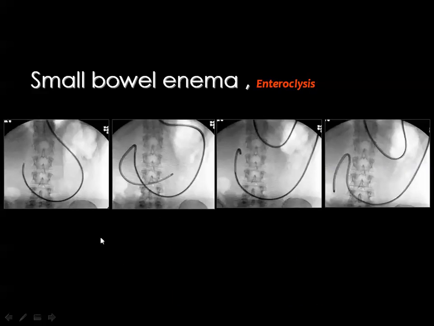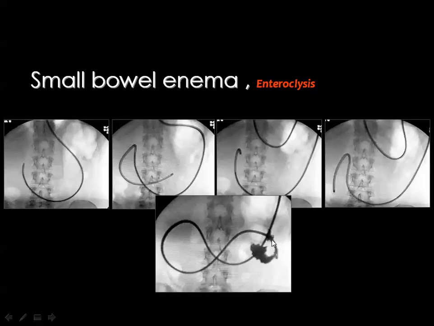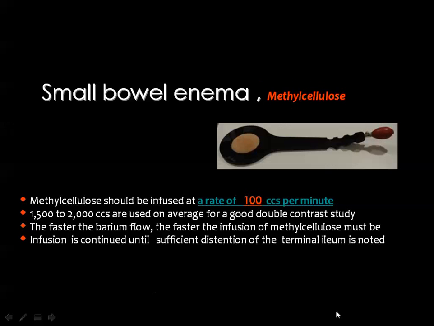And you can see this is the monitoring of the tube under screen control. This is the tube introduced into the stomach, and here the tube is coiled within the stomach, and you correct the position. Then you try again to pass the tube through the duodenum, and finally you reach the beginning of the jejunal loop. Then you start injecting barium through the tube.